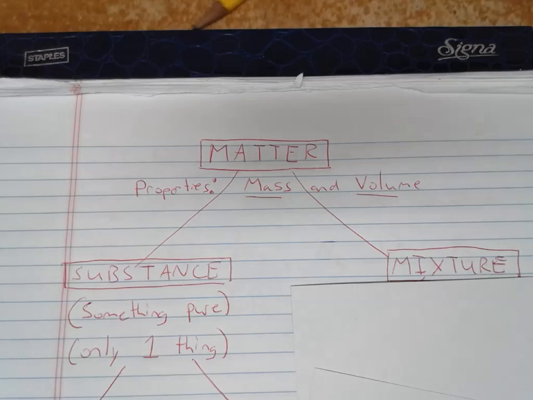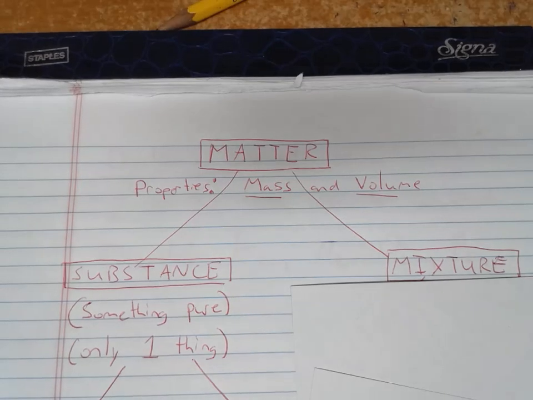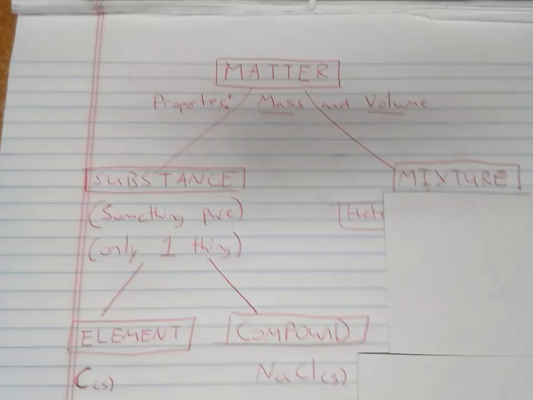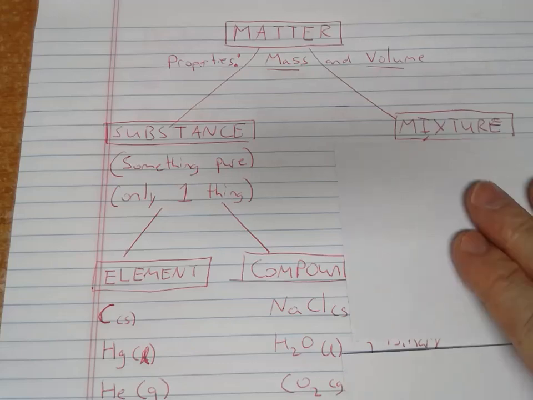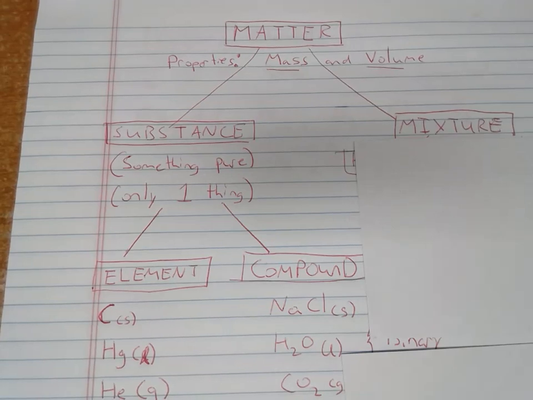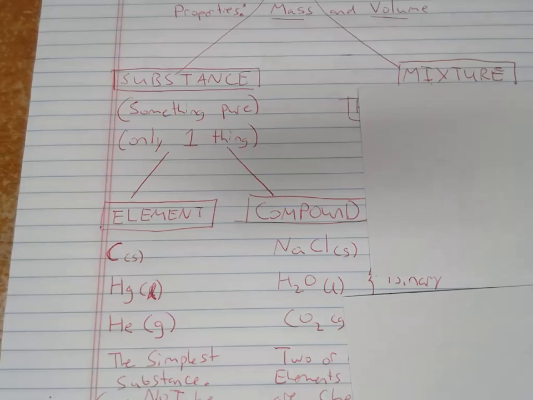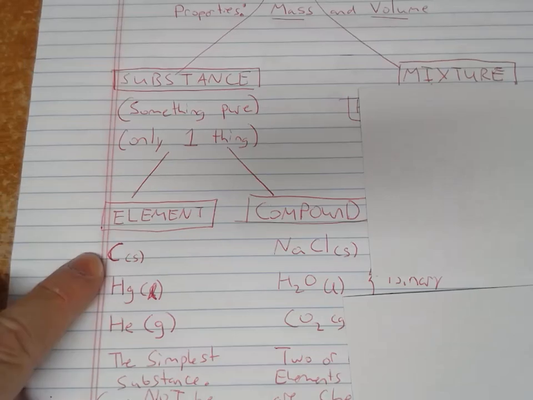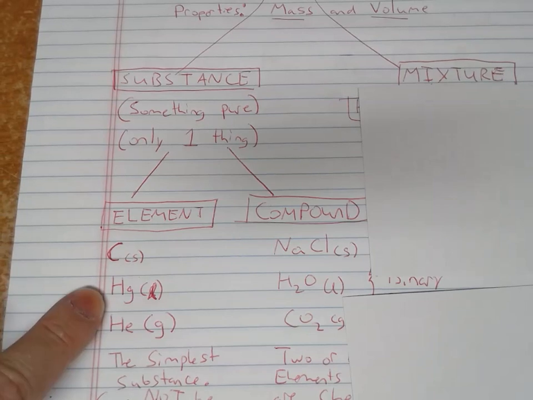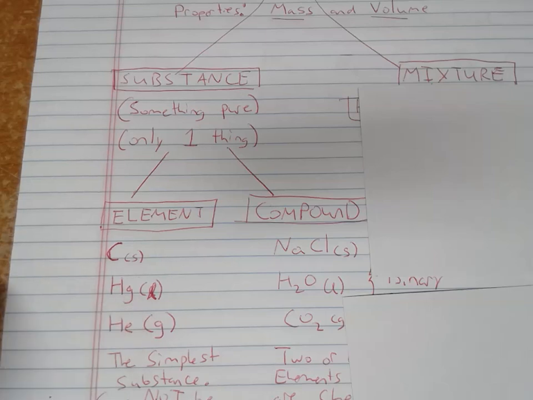Now, let's go on a little bit more. There are two types of substances, and they are called elements and compounds. So let me explain the difference between an element and a compound. First, let me give you some examples of elements and compounds. Okay, I have a few listed here. We have things like carbon. The symbol for carbon is C, and at room temperature it's a solid. That's a little S right there. We also have mercury. Mercury is a liquid at room temperature. Helium, symbol He, is a gas at room temperature. These are examples of elements.